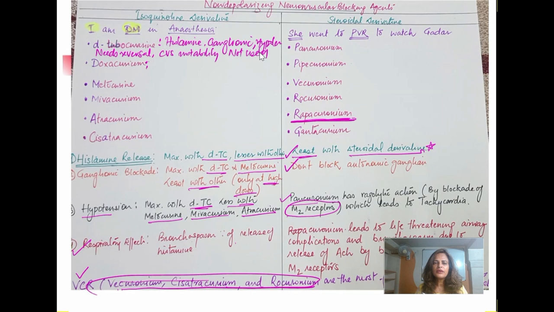Next is metocurine. With metocurine there is only one thing, that it causes ganglionic blockade. This is the longest duration, you can see 60 to 120 minutes. Where you want a long surgery or long procedure, you can go for it. And metocurine causes ganglionic blockade, so it is also not used that much.